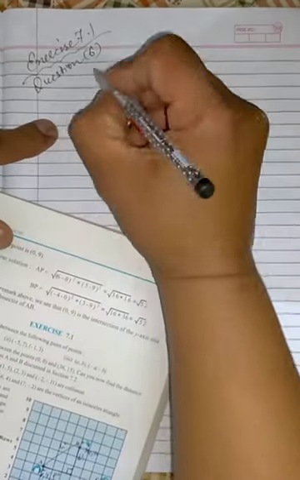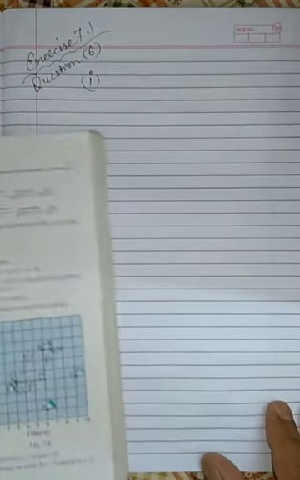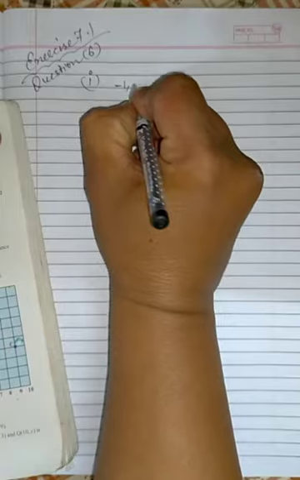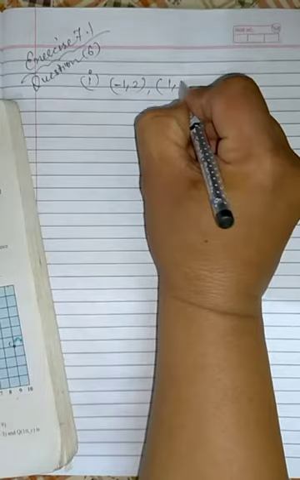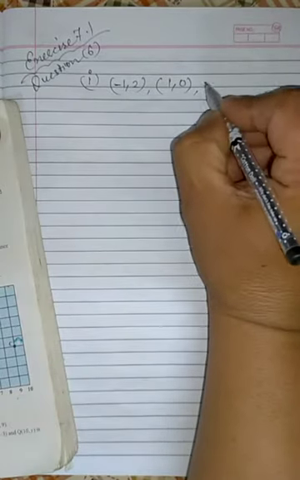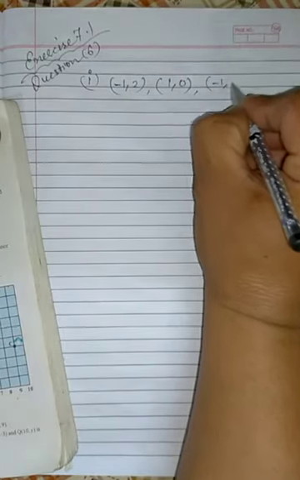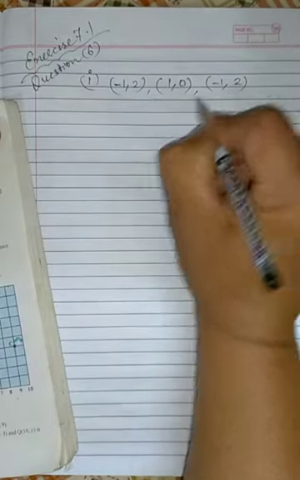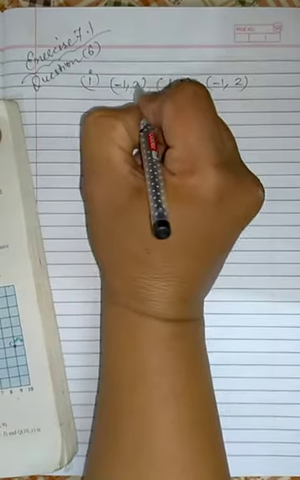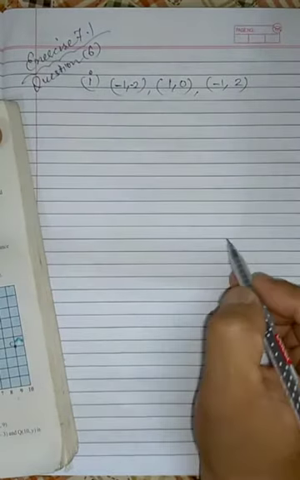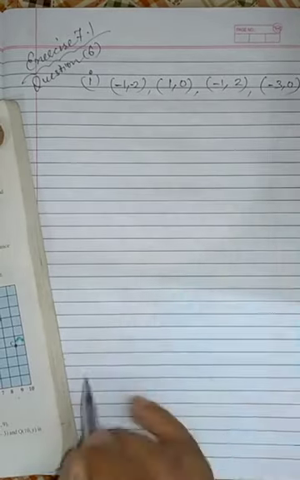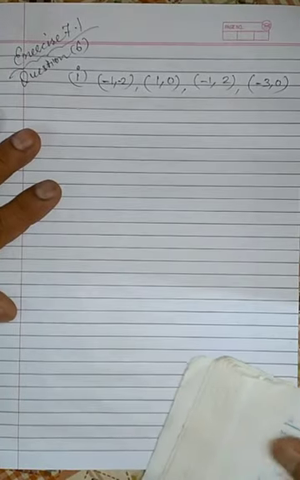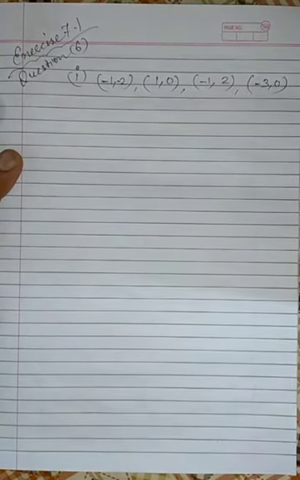So the first part is, we have the coordinates (-1, -2), (1, 0), (-1, 2) and the last one is (-3, 0). So these are the 4 coordinates we have. First of all, let us plot them.